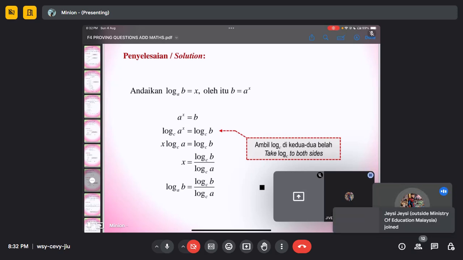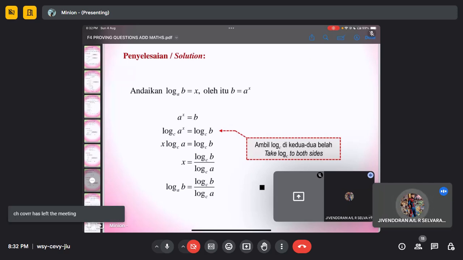So if we insert log c to both sides, log c a power x equals log c b, then we can bring the power in front, so it becomes x log c a equals log c b. Then we can move the log c a to the other side, so x equals log c b over log c a. We know the value of x is log a b, so we can substitute inside. Then we get the formula log a b equals log c b over log c a. This is how we derive or prove this formula.